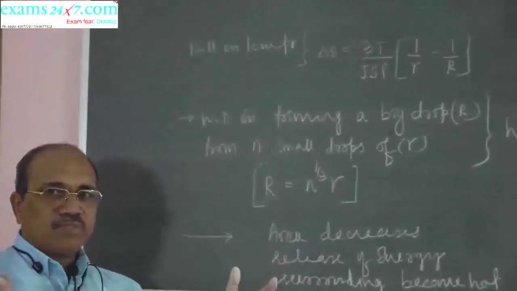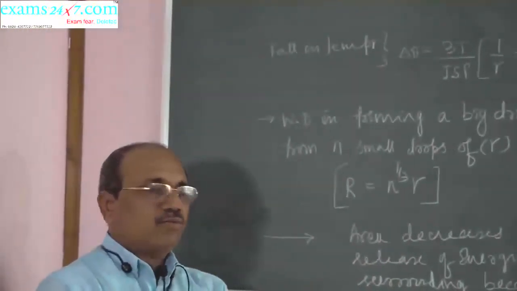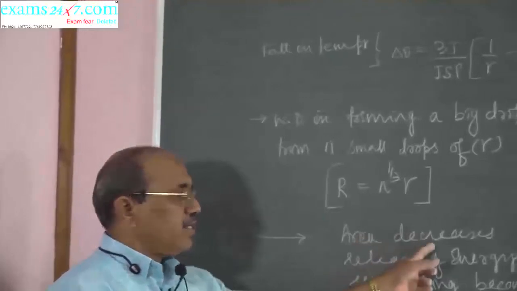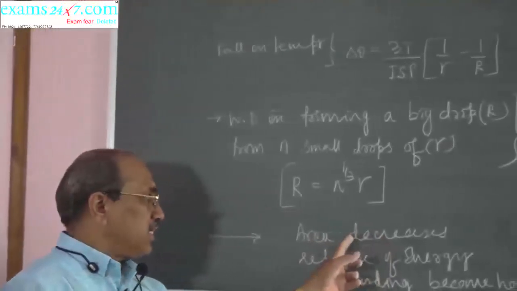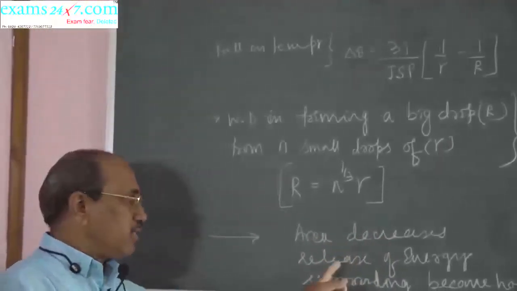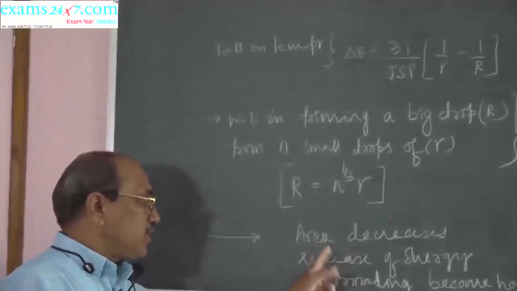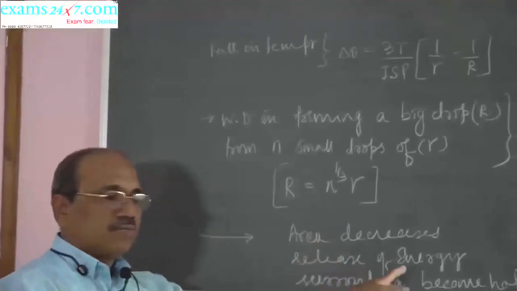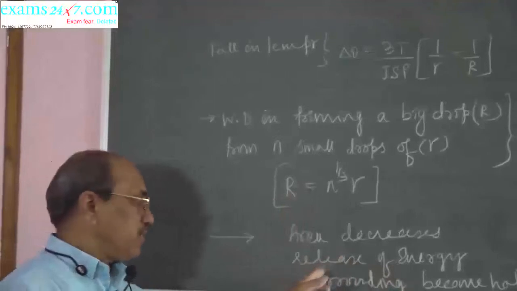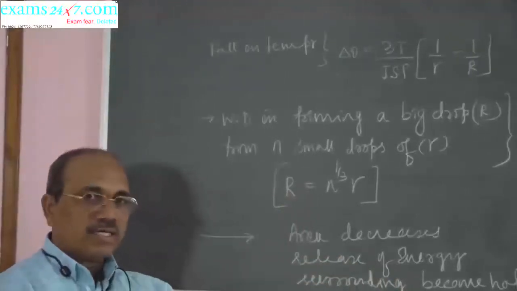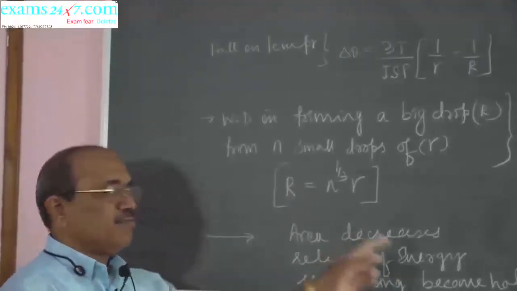When small drops are fused into a bigger one, the total area of the bigger drop becomes less than the combined area of the small drops. That means there is a release of energy, according to the law of conservation of energy, and that heat is released and the surroundings become hot.